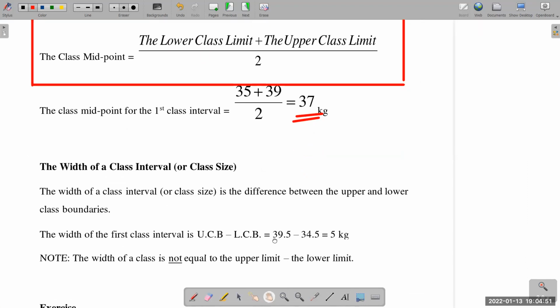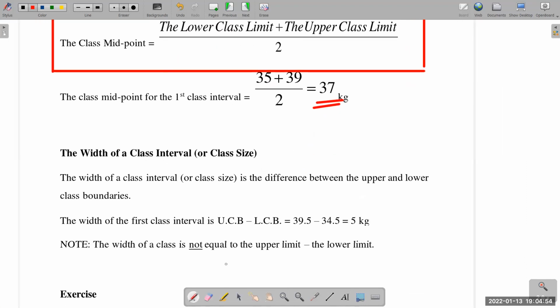Last thing we need to look at now is the width. You see how we were looking at the range of raw data? We can't find the range of grouped data, but what we can find is the width of a class interval. And so the formula to find that is given here. It is the difference between the upper and lower boundaries. Now, this one is specific. You have to use the boundaries. You cannot use the limits. You have to use the boundaries.